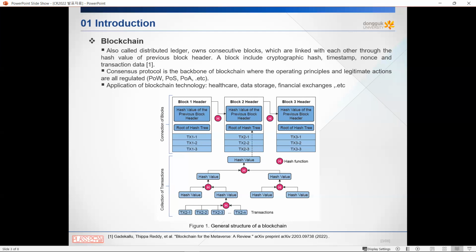Figure 1 shows the general stack of blockchain. Hash trees are also known as the Merkle tree. Each leaf node is labeled with the cryptographic hash of a data block, and each non-leaf node is labeled with the cryptographic hash of its child node labels.